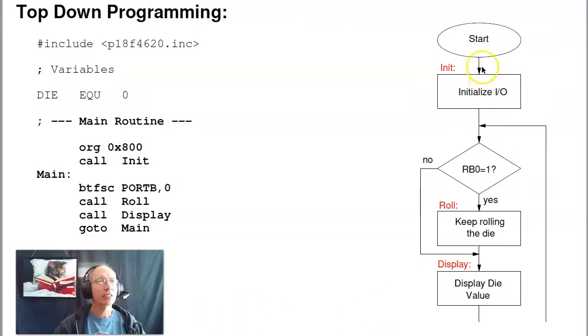Top-down says, first, start with the flowchart. Here, if I want to roll a die, what I'm going to do is maybe initialize the I/O pins, check to see if port B pin 0 is equal to 1. If not, display the die. If yes, then keep rolling.